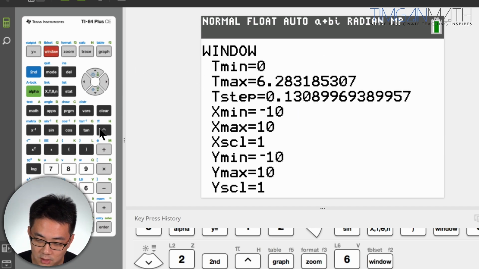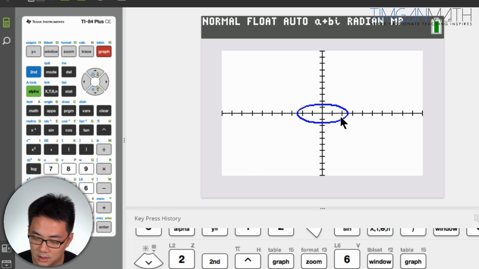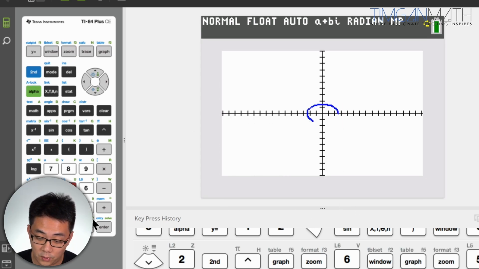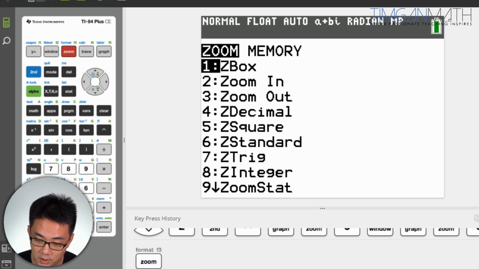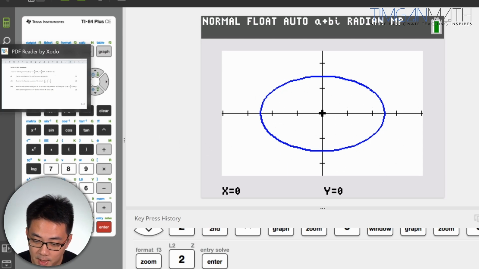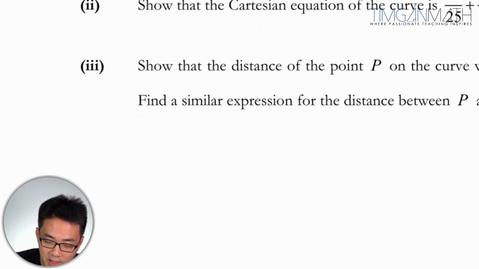Just make sure that it's 0 to 2 pi, which is already a standard one. So you see that this is sort of like an ellipse. You could zoom square it if you want to, and then zoom in. All these adjustments will help you in your examination, right? So just make sure that you can adjust all this properly. Now, once that's done, find the coordinates of the axial intercepts algebraically. I think that's pretty okay.